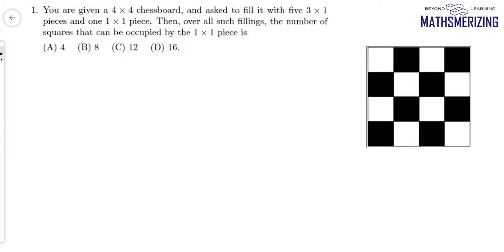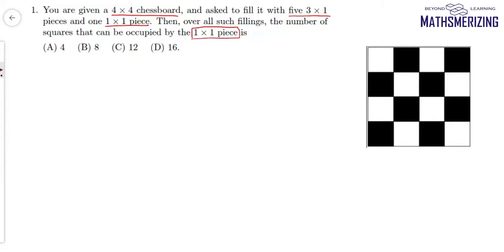The first question is: you are given a 4x4 chessboard and you are asked to fill it with five 3x1 pieces and one 1x1 piece. Then, over all such fillings, find the number of squares that can be occupied by the 1x1 piece.